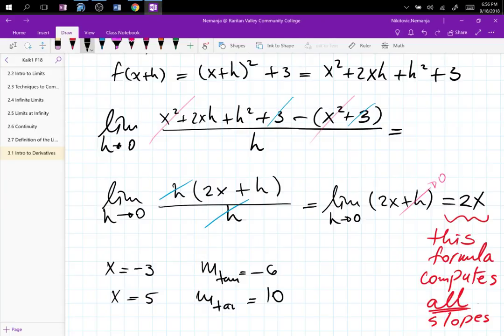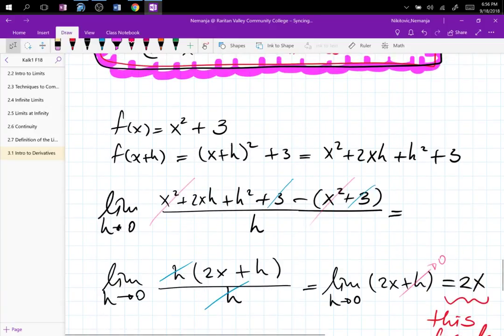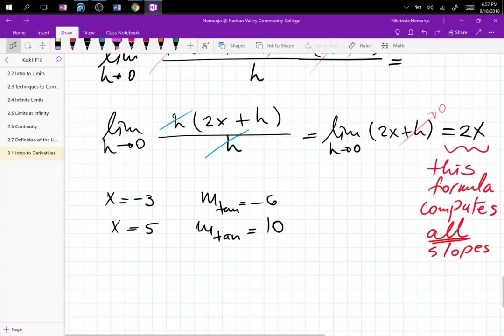These are the problems we did before. x equals negative 3 times 2 gives you negative 6. 5 times 2 gives you 10. You give me a number, I'll give you the slope back like this. So I invested a little bit more work to come up with a function which will generate all of the slopes that you can possibly have. All you need to do is give me your x, and I will give you back your slope on the other end.